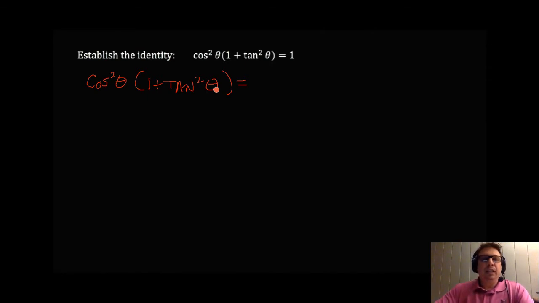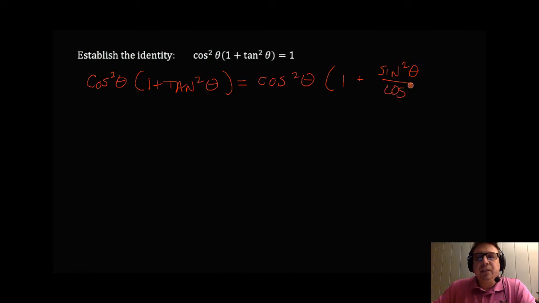Okay, so here I have a cosine on the outside and I've got a tangent on the inside. So my first step is going to be to rewrite the tangent piece as sine over cosine, and in this case, it's going to be squared. So sine squared theta divided by cosine squared theta.